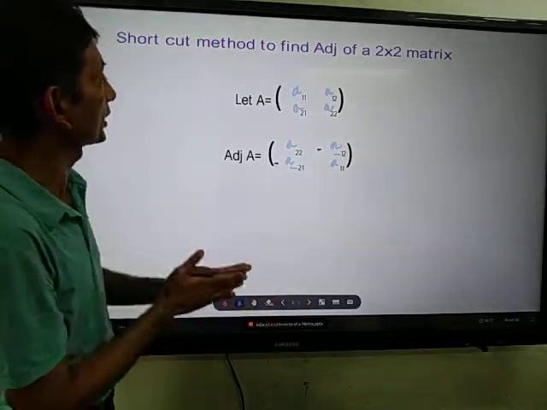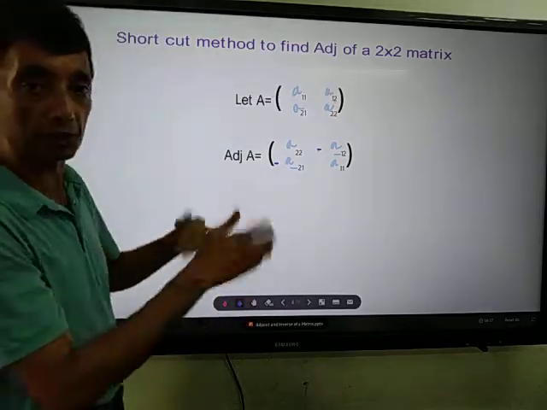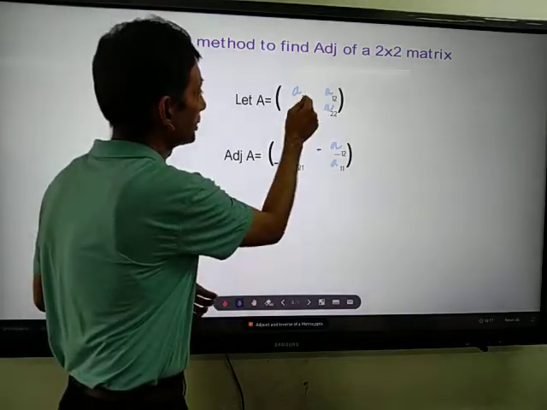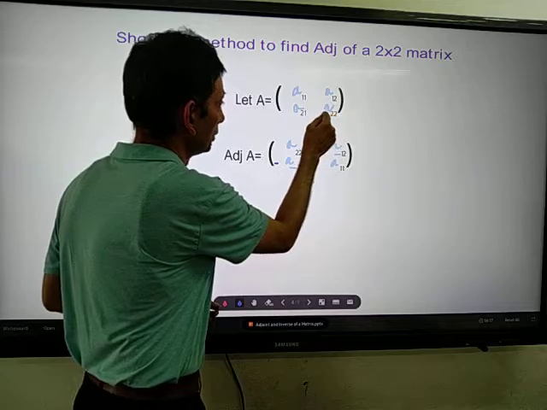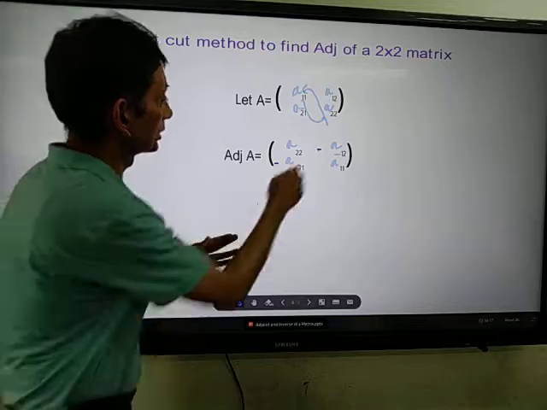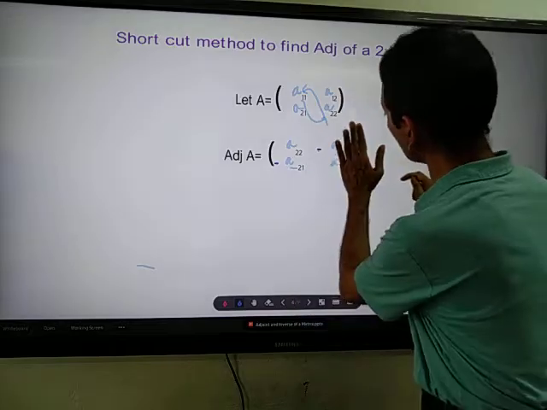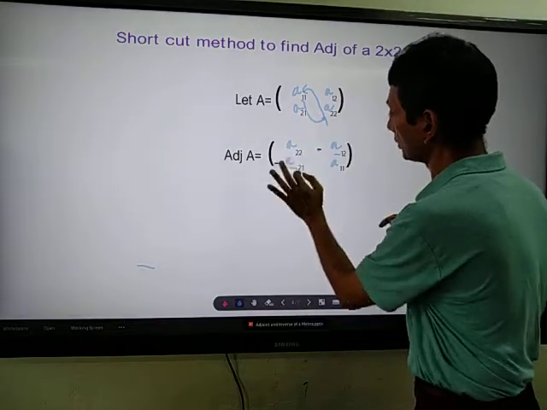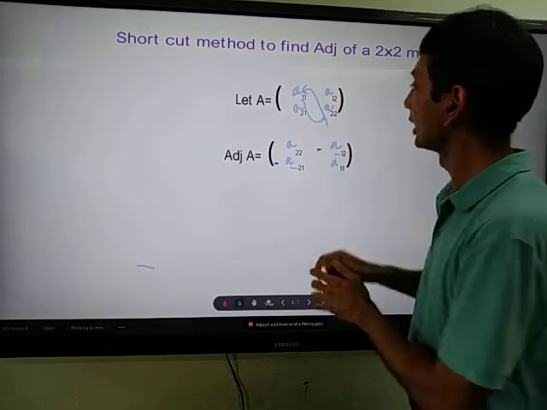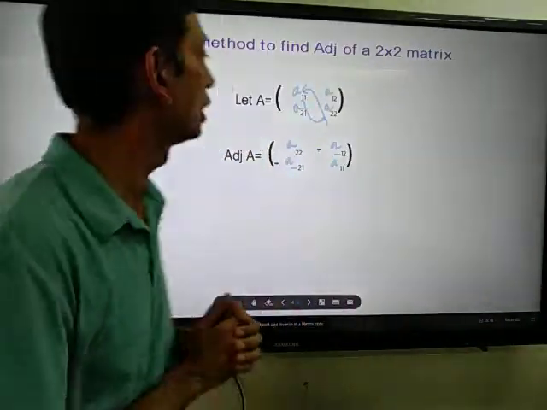Say initially our matrix is A11, A12, A21, A22. To get the adjoint by the shortcut method, you interchange these two diagonal elements: in place of A11 you shift A22, and A11 you bring to the other position. And don't change the positions of these two elements; A12 stays at A12's position and A21 stays at its position. But if an element is plus, you make it minus. So there will be a change of sign for the elements in the non-diagonal positions.